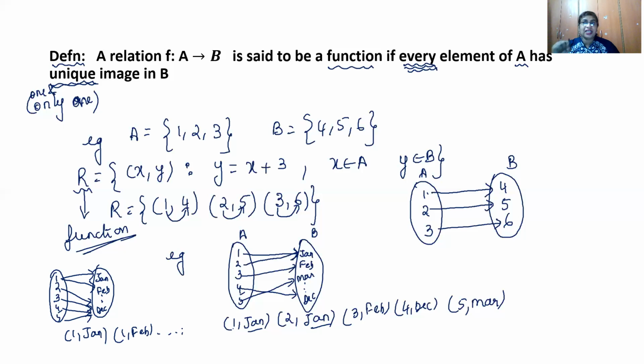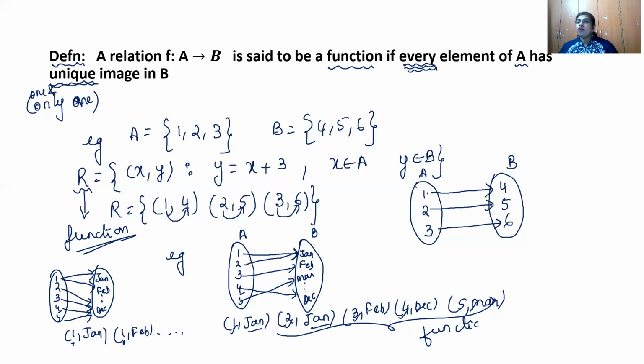To check whether it is a function or not, if ordered pairs are given, one trick I can give you is to just check the first numbers. If the first number is not repeated, then we say yes, it is a function. Don't bother about the second number in the ordered pair; bother about the first element. The first element should have a unique image. But here you see 1 is repeated 2 times. That means this particular relation cannot be a function. Whereas in this relation, the numbers are not repeated, so this can be a function.